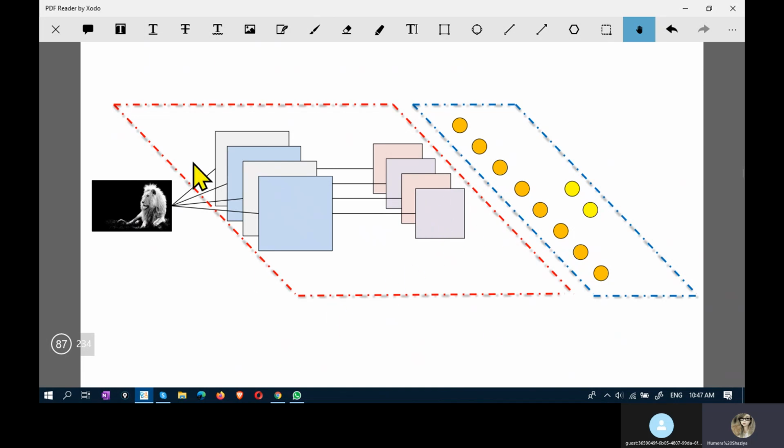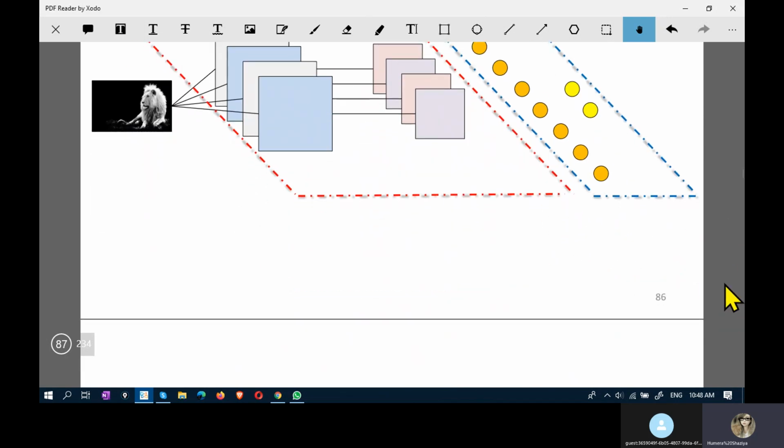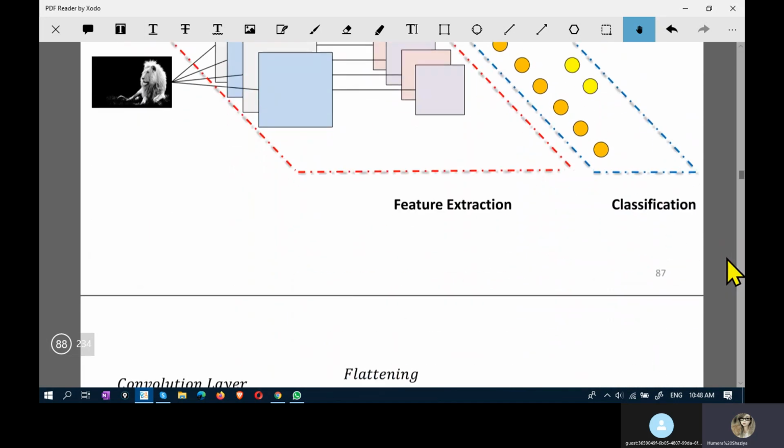And this red block, you can have a series of red blocks, you can repeat it, followed by this blue lined block which contains the nodes which are fully connected. After the output of this red block exits and enters this blue block, here you perform the flattening operation. After flattening you get a vector on which you perform the classification function.